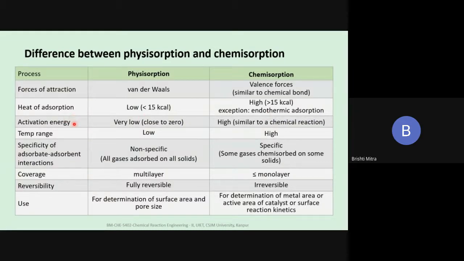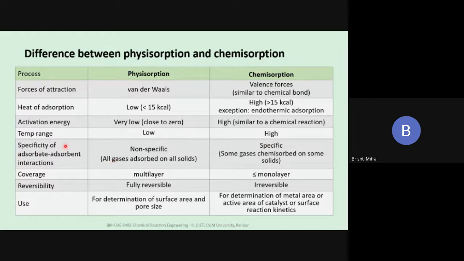The activation energy is low, which is close to zero. That means we do not need too much activation energy for the physisorption process to happen. However, in the case of chemisorption, we have higher activation energies involved, and the values are similar to what is involved for a chemical reaction. The temperature ranges: I told you that for the physisorption process, the rate decreases as the temperature increases. So we have a low temperature range, and chemisorption is involved at much higher temperatures.